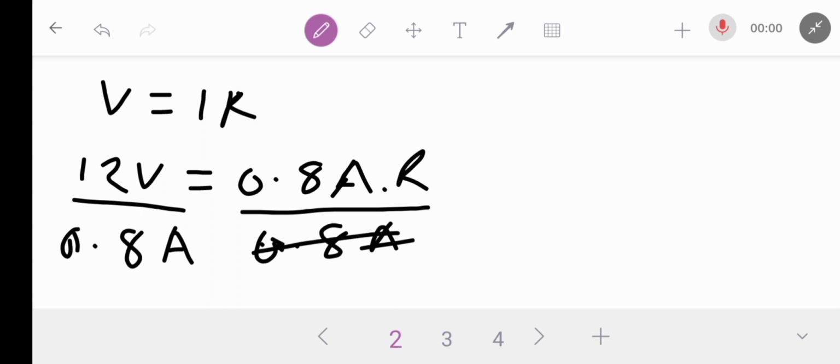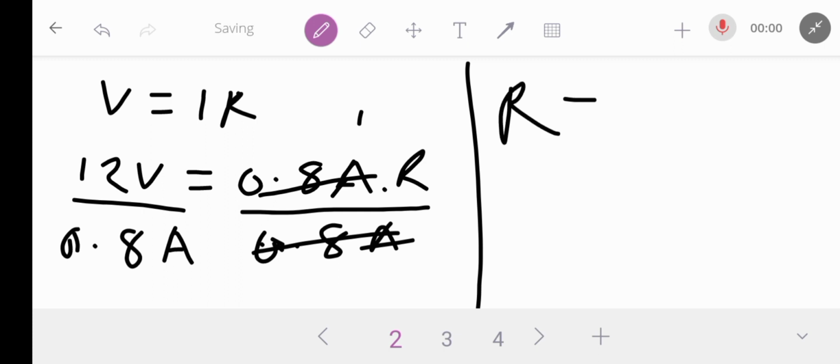So 0.8 amps into 0.8 amps, we are going to have 1, and 1 times R is actually R, so our R will be equal to how many times 0.8 goes into 12. Using my calculator here, the answer that I'm getting is 15 ohms. All right, so if I have this 15 ohms as the total resistance, then X is what I get when I say 15 minus 8.